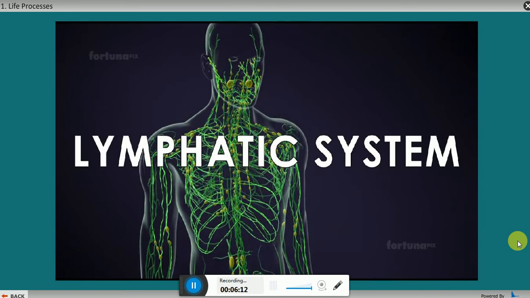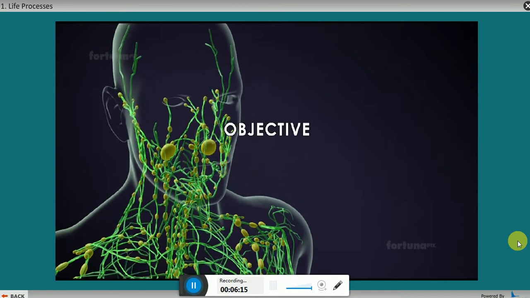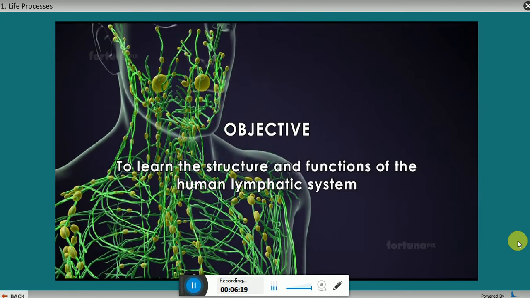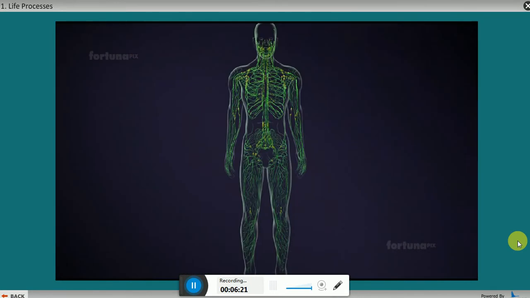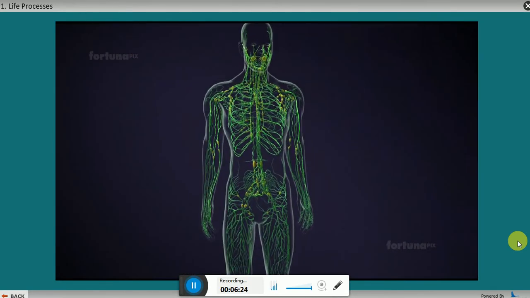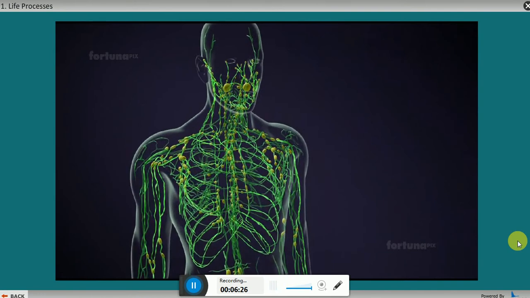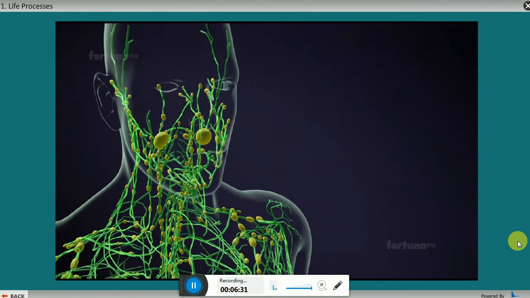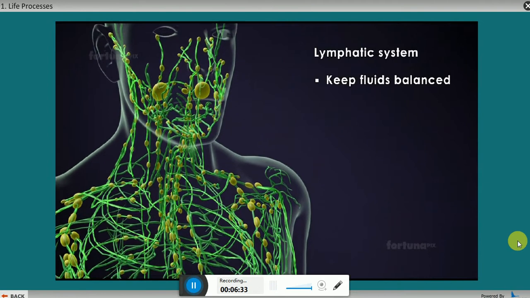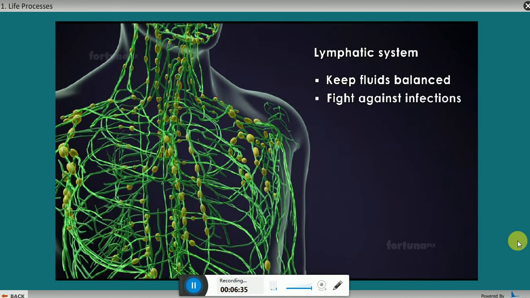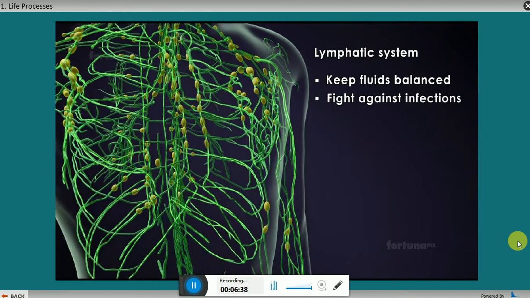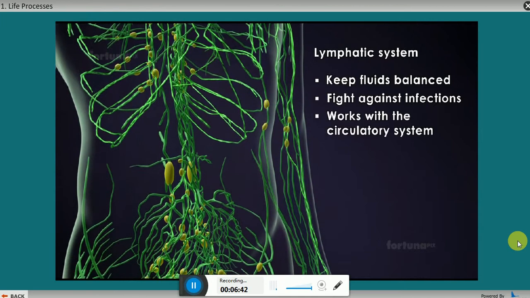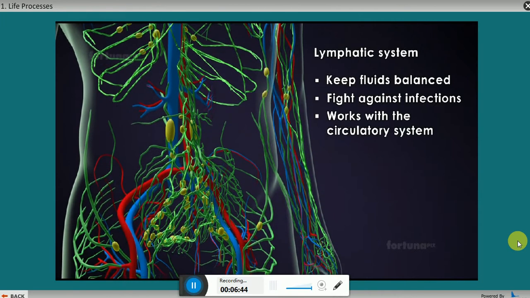Lymphatic system. Objective: to learn the structure and functions of the human lymphatic system. Within your body, there is a system that functions largely as a drainage network, helping to keep fluids balanced, while also helping to fight against infections. This network, the lymphatic system, works with the circulatory system.